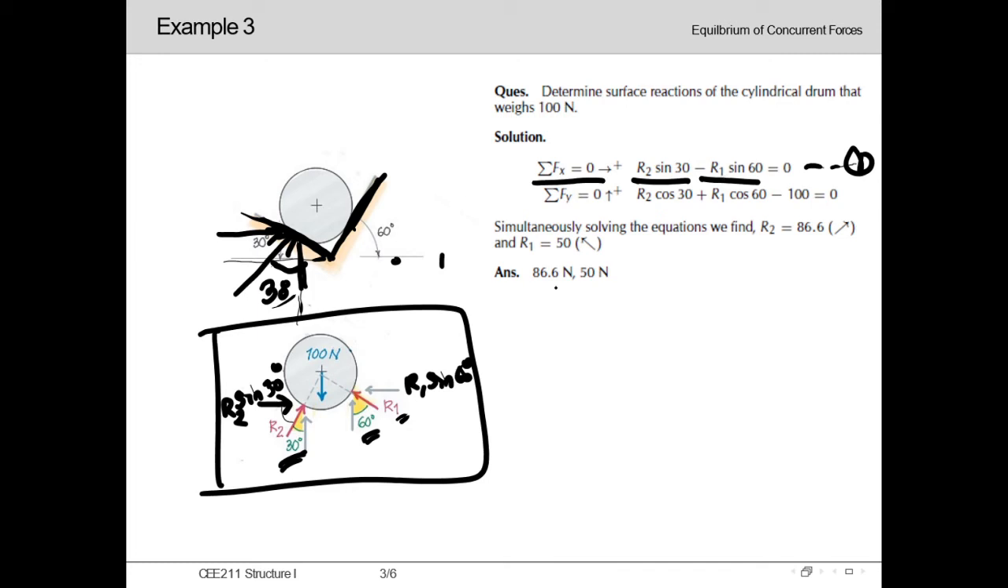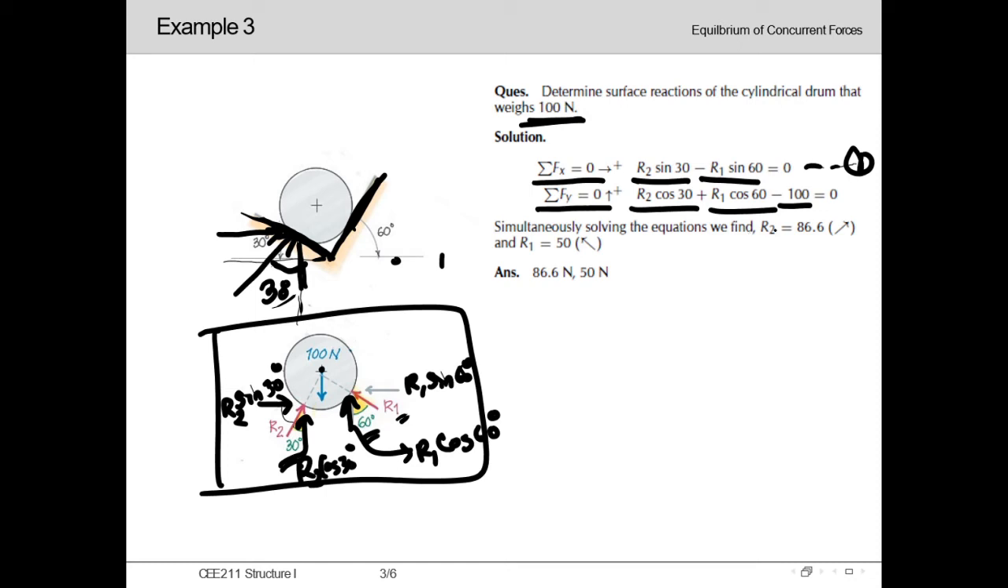Now applying summation of f of y equal to 0, we can see that 100 Newton, which is the self weight, is acting downward, so it will be minus 100, and this r2 cos 30 degree is acting upward, so plus r2 cos 30 degree, and similarly this one will be r1 cos 60 degree, which is also acting upward, so it will be plus r1 cos 60 degree.